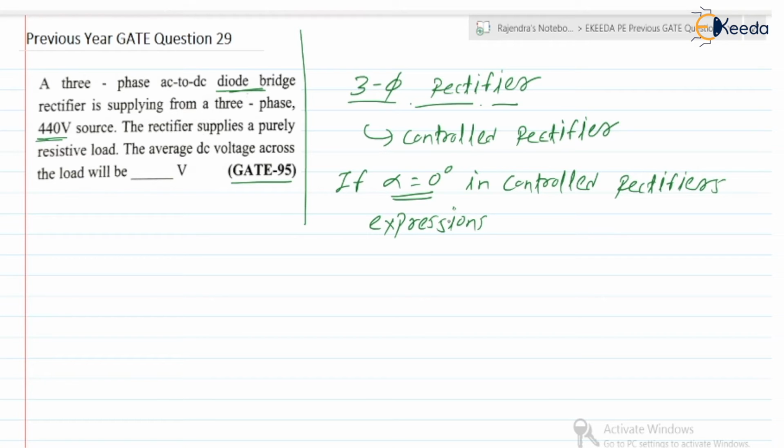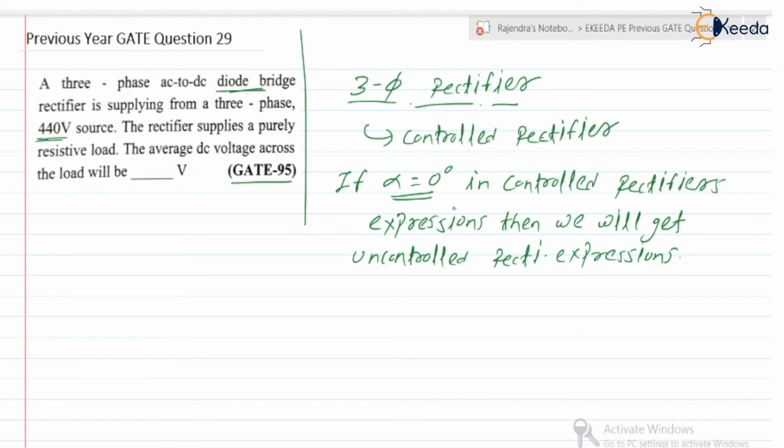Please try to understand, because for the diode rectifier alpha is 0 only, as soon as the diode is in the forward bias mode it will turn on. So if we put alpha equal to 0 in the controlled rectifier expressions, we will be getting the uncontrolled rectifier expression. Are you getting the point? So the first thing is we need to put alpha equal to 0 degree.